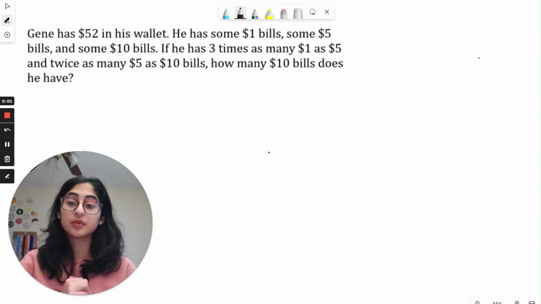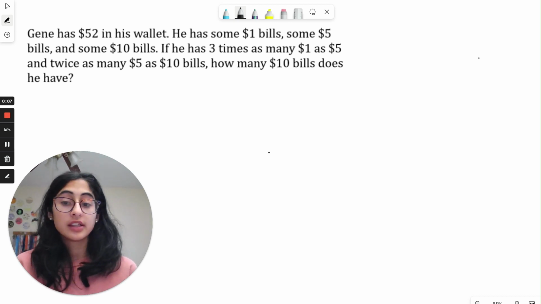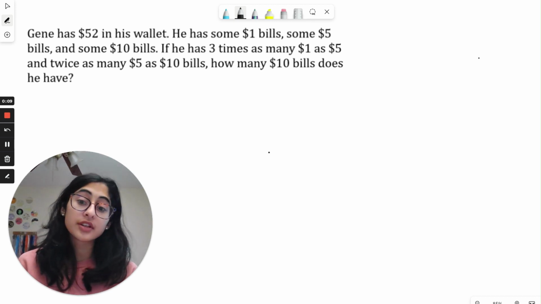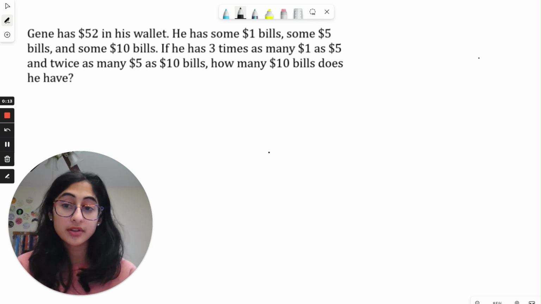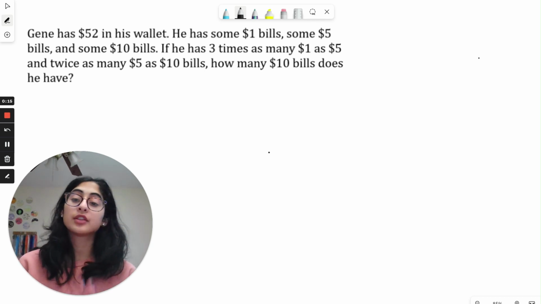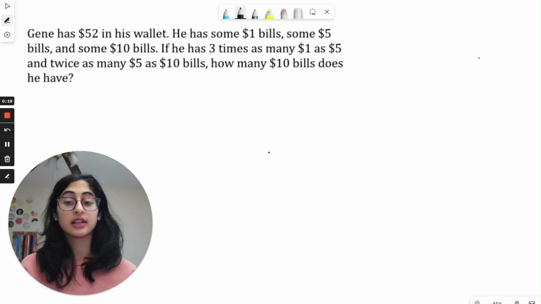All right, so this is question 1 in the Math Counts Week 2 handout, and it says, Gene has $52 in his wallet. He has some $1 bills, some $5 bills, and then some $10 bills. If he has 3 times as many $1 bills as $5 bills, and then twice as many $5 bills as $10 bills, how many $10 bills does he have?